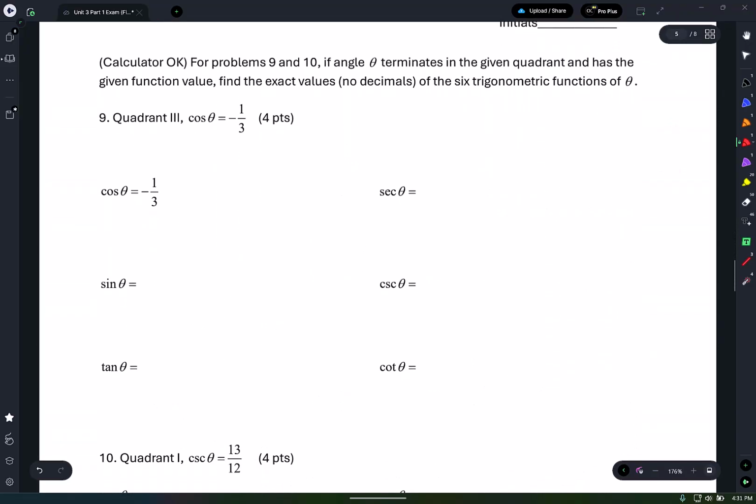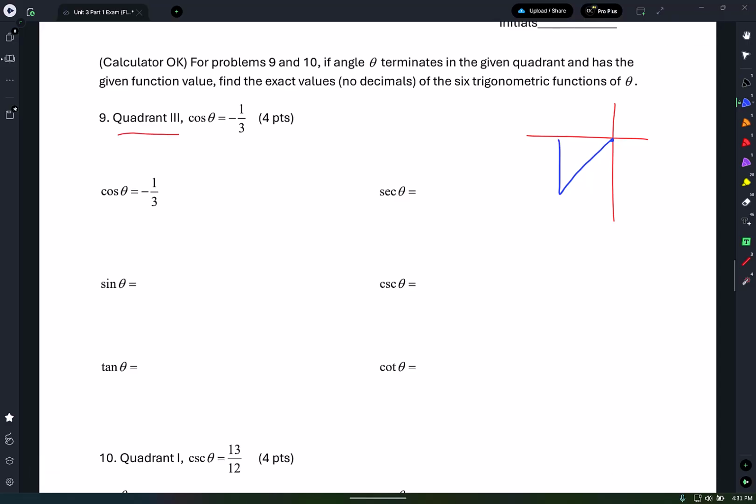So now here we can use the calculator. It says quadrant 3, and notice it says cosine is negative 1/3. I would have liked to have seen a reference triangle, like that, but if you didn't do that, that's fine. And this is the angle, actually, but we're using our reference to help us out.